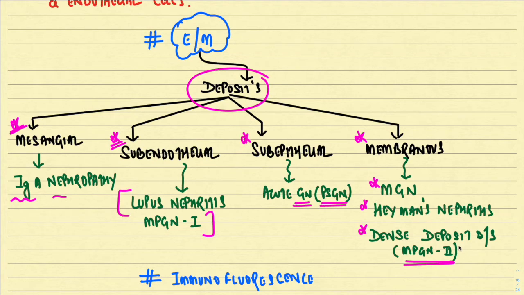So under the electron microscopy, depending on the location of the deposit, we can have a classification, and there are certain diseases which have a predisposition for the mesangial region, certain diseases have a predisposition for the subendothelial region, some of them for the subepithelial region, and some for the membranous area.